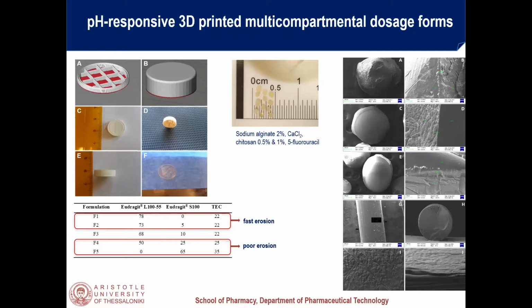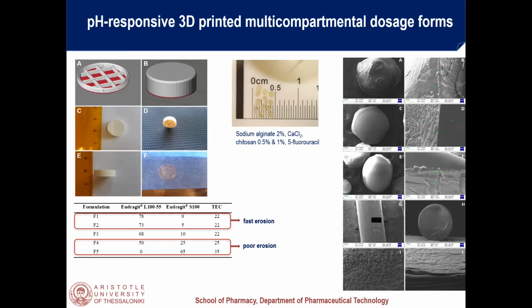Both of them are pH responsive, soluble above pH 5.5 and 7 respectively. And then we loaded the compartments of our solid dosage forms with beads of sodium alginate containing the chemotherapeutic agent 5-fluorouracil, and we coated them with chitosan. Chitosan is a known biodegradable material, and also it's known for its bioadhesive properties.